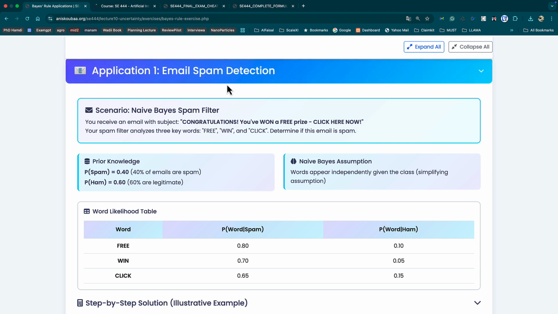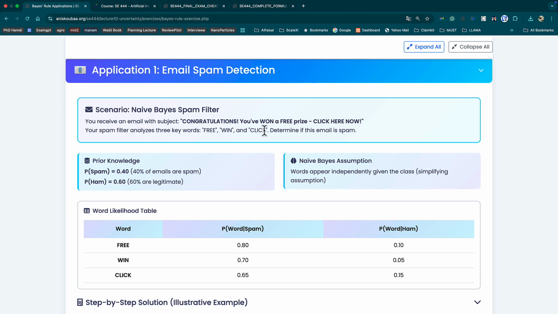So here we have the simple classical email spam detection filter, and we will use the naive Bayes spam filter. Assume that you receive an email with the following words: congratulations, you've won, free prize, click here now. And you want to use naive Bayes to check whether this email is likely spam or not spam.